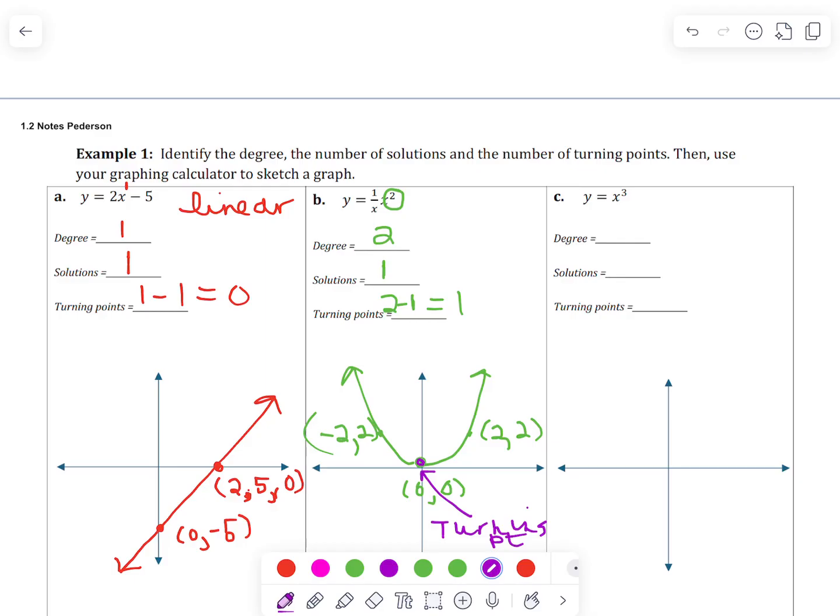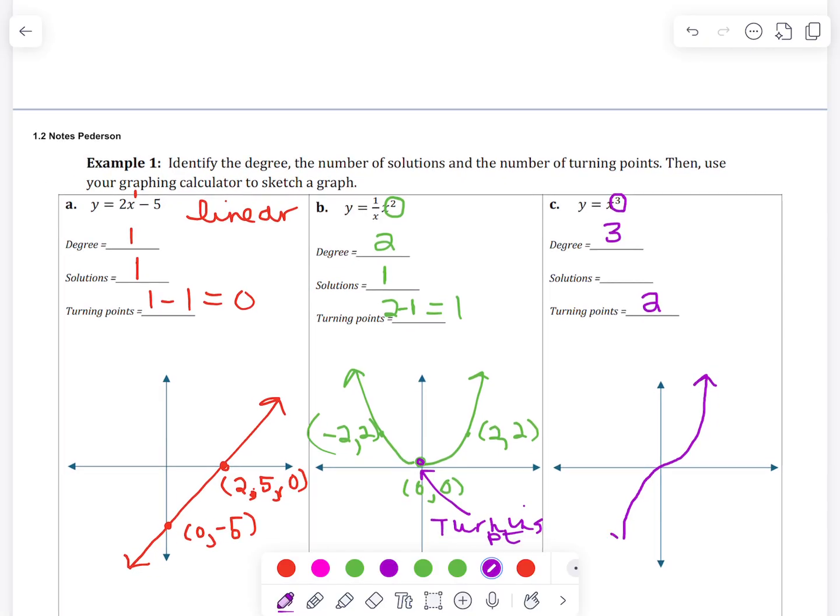All right, the next one. Now our degree is increasing to 3. The number of turning points is 2. I'm going to go ahead and graph it. Now, this is what we call a cubic. (0, 0), (2, 8), (-2, -8).